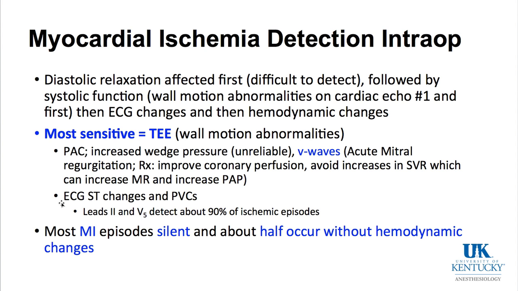ECG ST changes are one way to detect myocardial ischemia. Lead 2 and V5 we often monitor intraoperatively, can detect maybe up to about 90% of ischemic episodes. Lead 2 is a good lead to monitor atrial activity and for dysrhythmias, and lead V5 is a great one to look for ischemia. Most MI episodes, however, are silent in the perioperative period, and about half occur without hemodynamic changes.